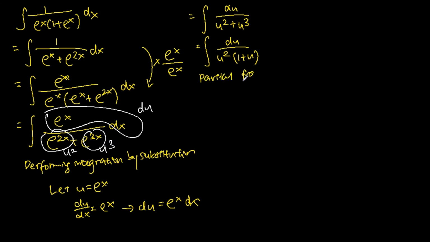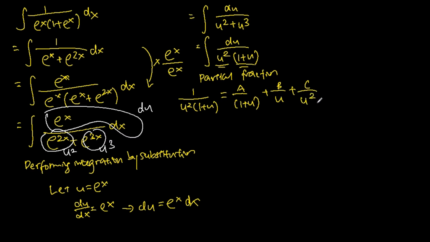Next, we will perform the partial fraction. So how do we do the partial fraction? If we look here, we have a linear term and a quadratic term. So it can be expressed as follows: 1 over u squared times 1 plus u is equivalent to A over 1 plus u plus B over u plus C over u squared.